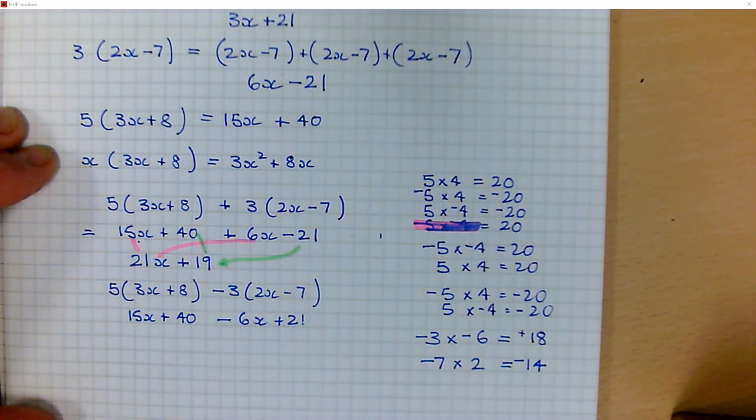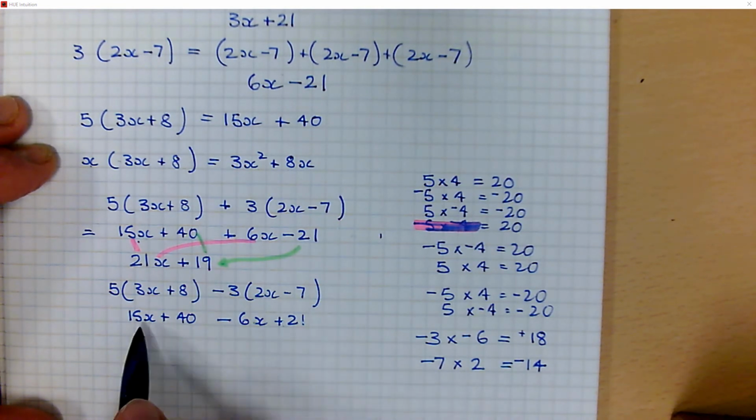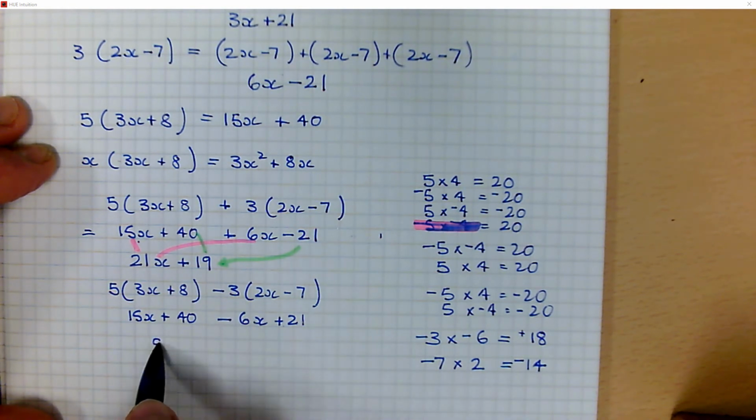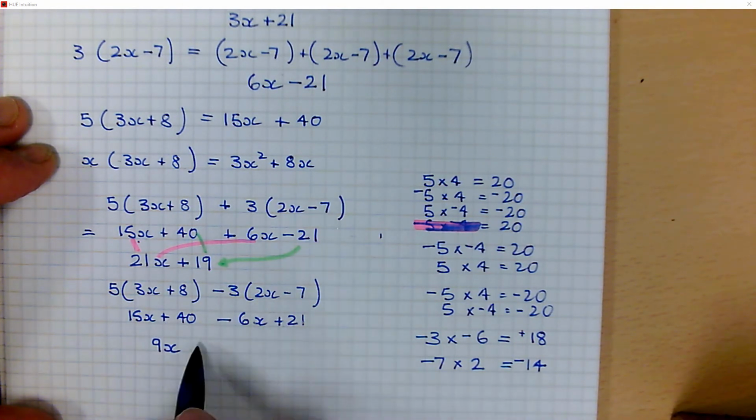And now, just like before, we're going to simplify that. We're going to put together what can go together. 15x take away 6x is going to be 9x. 15 minus 6 is 9. 40 plus 21 is 61. Okay? So that is how we do questions like that.